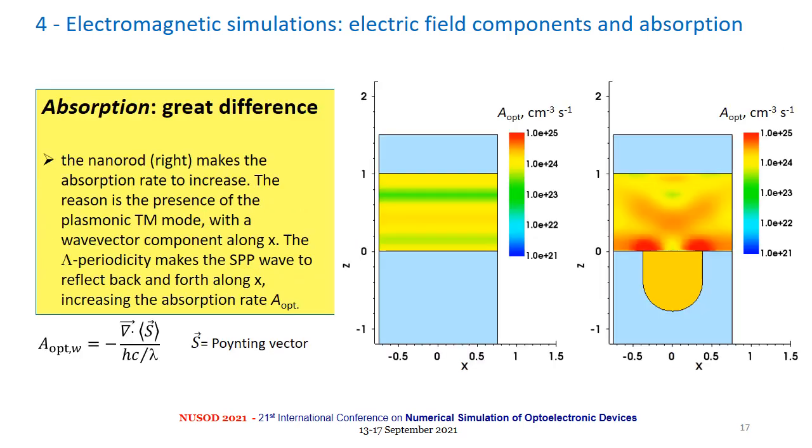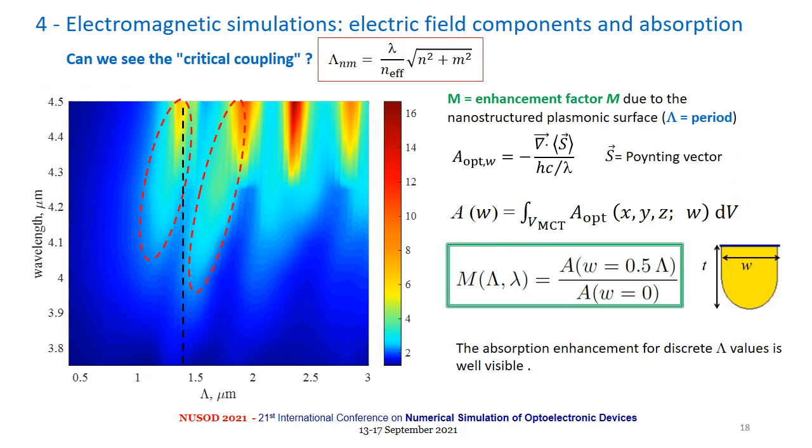And this is the most important plot, the absorption rate per unit volume in the two cases. And we can notice that the absorption enhancement due to the plasmonic effects is very evident. And here we can see the effect of the so-called critical coupling discussed in the background theory section.